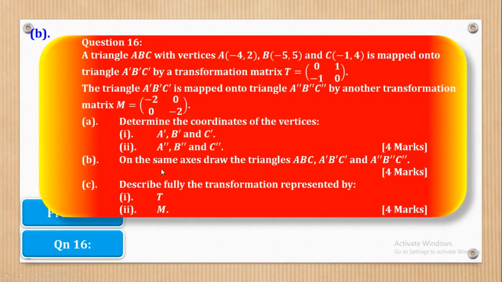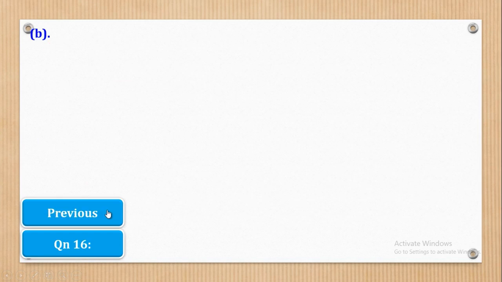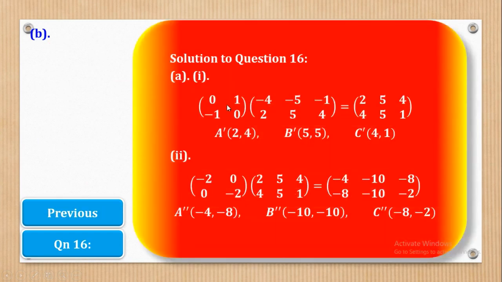Part B said, on the same axis draw the triangles ABC, A prime, B prime, C prime, and A double prime, B double prime, and C double prime. So let us go through this solution. But previously we already know that the coordinates of A, B and C are these ones. Then A prime, B prime, C prime, and A double prime, B double prime, and C double prime. So we are going to plot all those points.